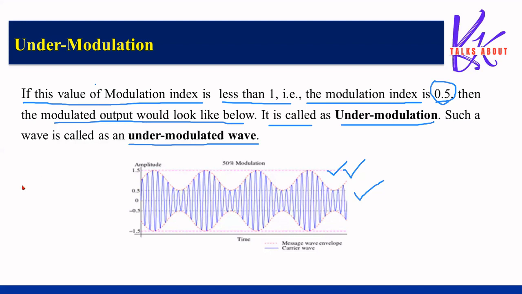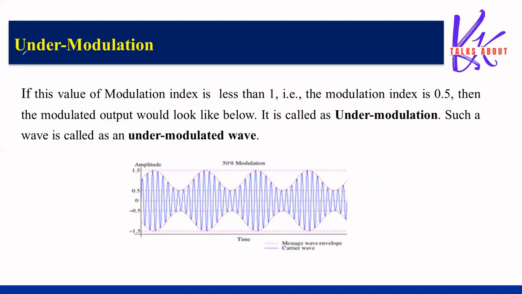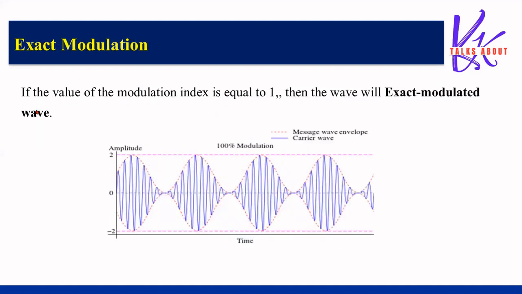Now let us see what the output looks like if the modulation index is equal to 1. If the modulation index is equal to 1, then we call that an exact modulated wave, or in other words, a perfect modulation. You can see the output of the exact modulated wave will look like this.